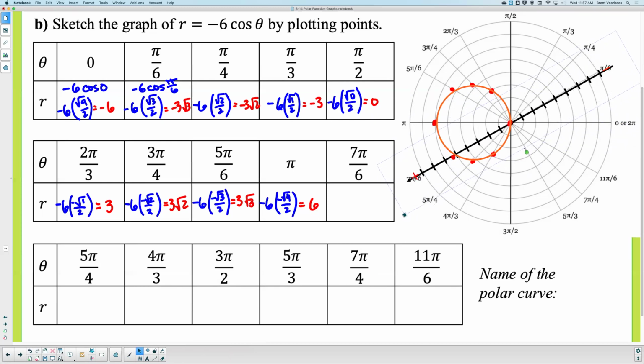At 7 pi over 6, would I get a positive value or a negative value? Look where the graph is intersecting this line. Would I get a positive value or a negative value? I'd get a positive value. That's right. If you wrote it down, it's because it's a negative times a negative, which turns out to be positive. We already have that value written down. That is right there. You would get 3 square roots of 3.